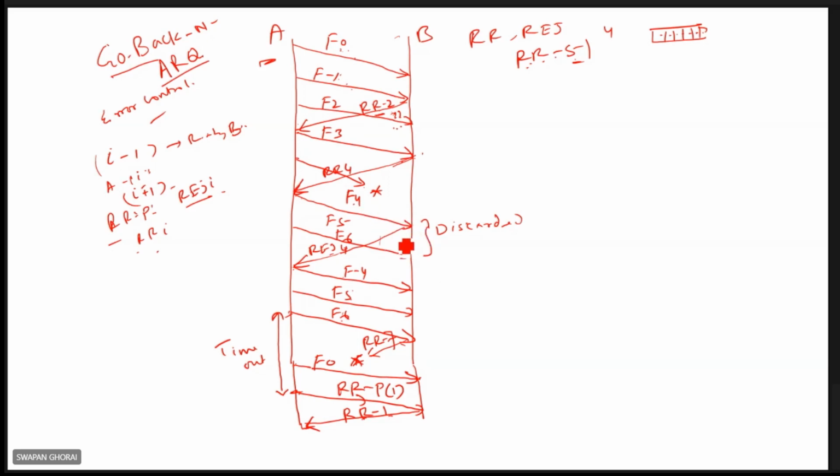So you see, that's why it sends the acknowledgement reject 4. Reject 4 means till frame number 3 is received but frame number 4 is not received. No, not like that. I mean, simply it will say which frame is not received, reject.